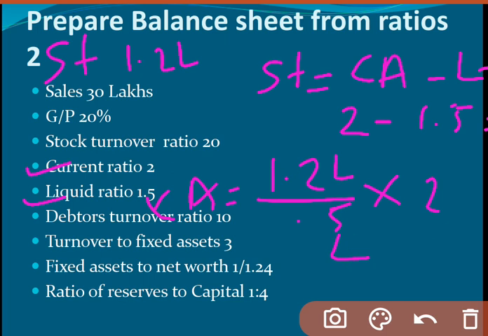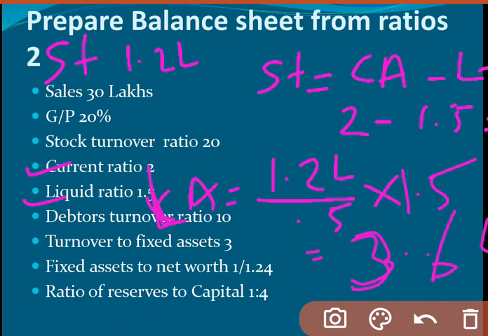How do we get the value of liquid asset? The same equation, 1.2 lakhs divided by 0.5. Liquid ratio is 1.5:1, so liquid asset is 1.5. 1.2 lakhs divided by 0.5 into 1.5. Liquid asset will be 3.6 lakhs.